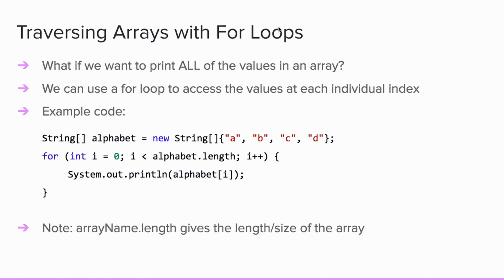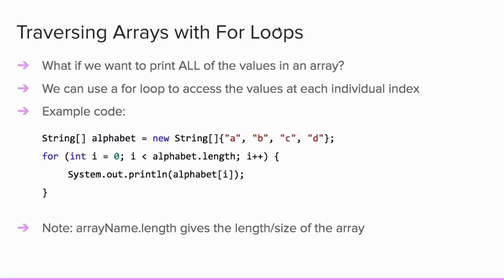What if we wanted to print out all of the values in an array? To do this, we could use a for loop to access the values at each individual index. Look at the example on the slide. We initialize an array called alphabet with the string values A, B, C, and D. Then, in the body of our for loop, we print the value of alphabet at index I.